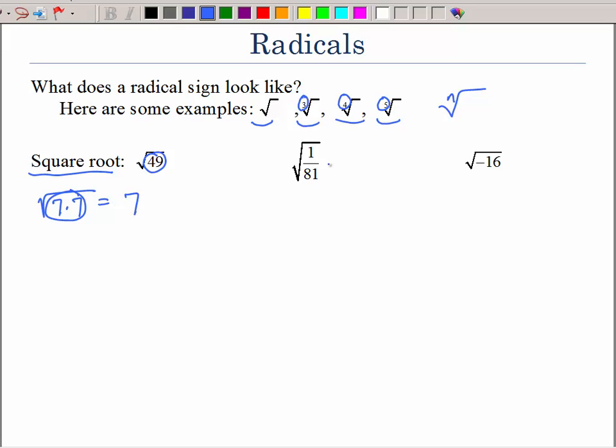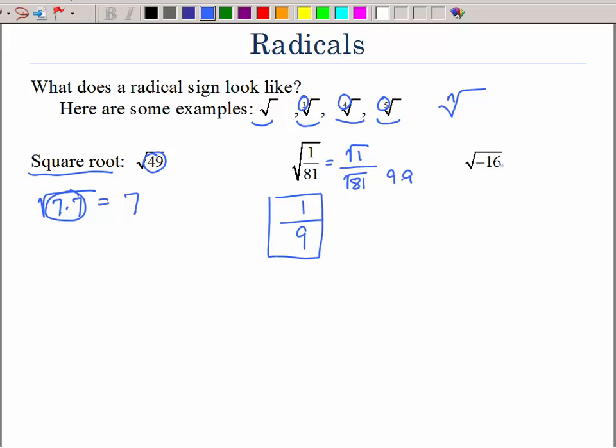So what about this one? You could look at it as the square root of 1 over the square root of 81. Now what times what is 1? Of course it's 1. And what times what is 81? We know that that's 9. So the square root of 1 over 81 is 1/9.